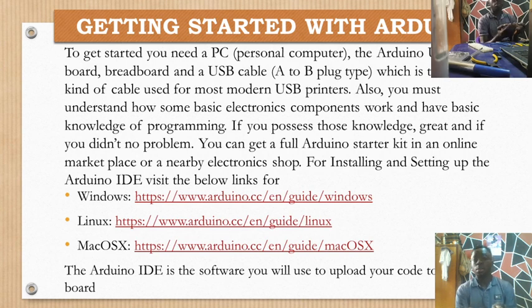After getting a PC, you need the Arduino board and the USB cable which you use to connect the board, and then you need some other things. So the Arduino Uno board, breadboard, and the USB cable, A to B plug type, which is the same kind of cable used for most modern USB printers. If you have a printer at home, and let's say your cable gets spoiled and you need another one, you can check your printer.